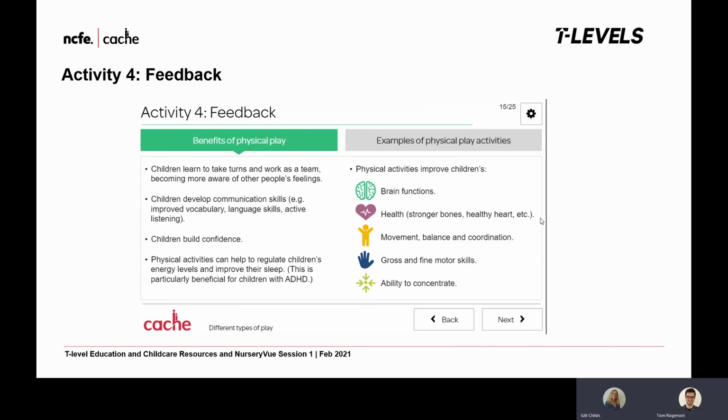After completing the activity sheet and using NurseryVue, the session is then brought back to a feedback where students take part in a class discussion to collate their ideas.